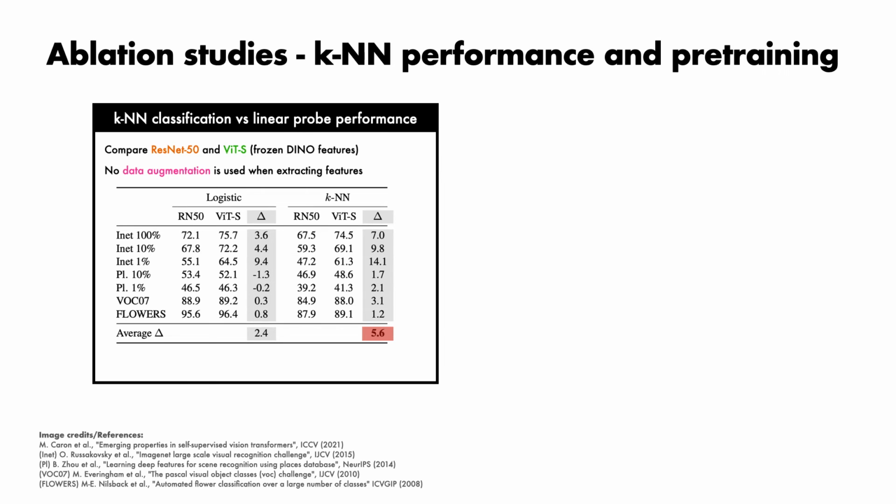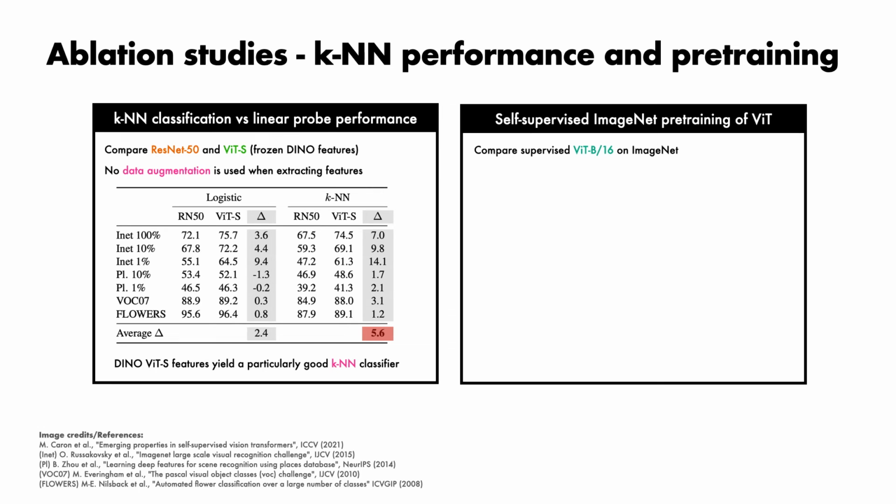These results confirm the previous observation that DINO combines well with the ViT architecture to produce features that seem to be particularly well suited to k-nearest neighbor classifiers. A further topic of interest is the influence of self-supervised pre-training on the fully supervised ImageNet performance of ViT-B/16 models. Comparisons are made with several baselines.